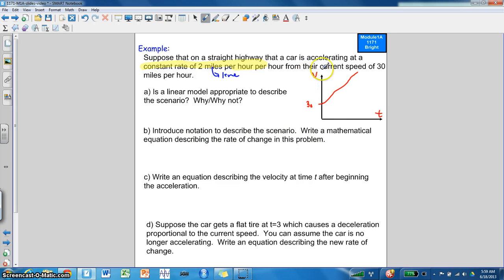Well, I've also started that here, but if I'm going to use v to mean the velocity, I should really not have just v here, I should have v of t to denote the velocity at time t, and subsequently t is just going to equal time.